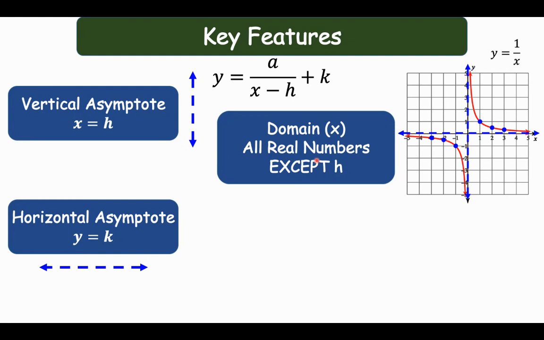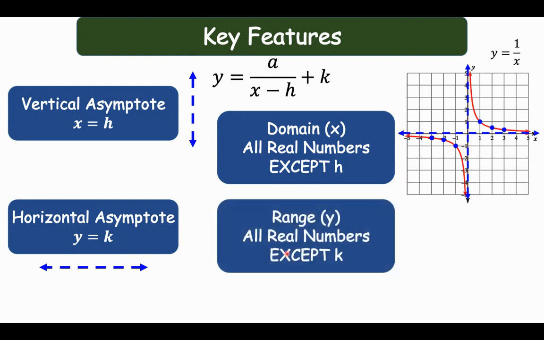From that same kind of logic, that's how you get your range. Since you have a horizontal asymptote that your graph never ever touches, your range is all real numbers except for that number that it never touches. So except for k, because k is where it doesn't touch. So you can pull a lot from your h and k values: the vertical asymptote, as well as what your domain does not have in it, and the horizontal asymptote, as well as what your range does not have in it.